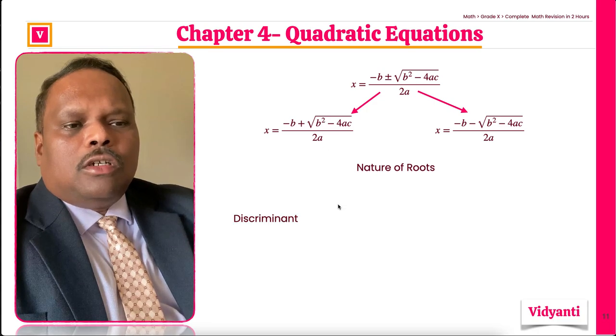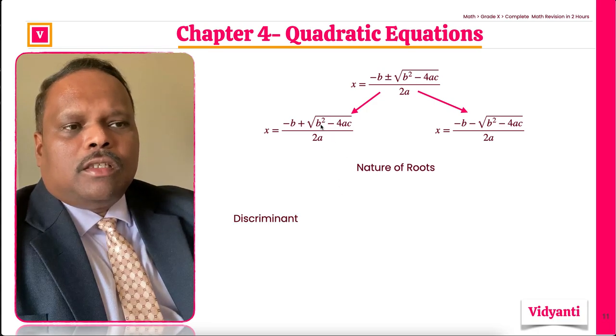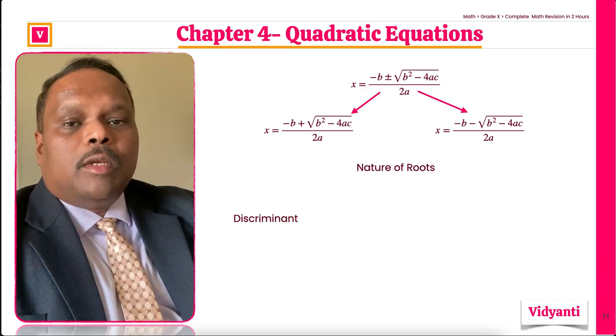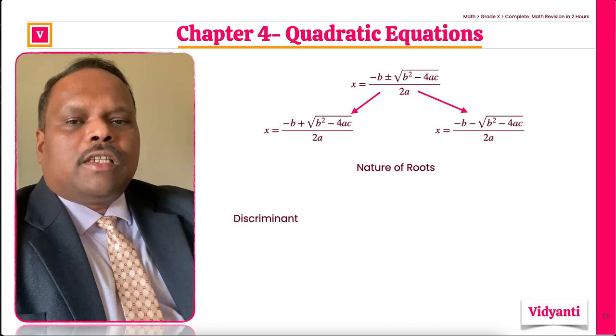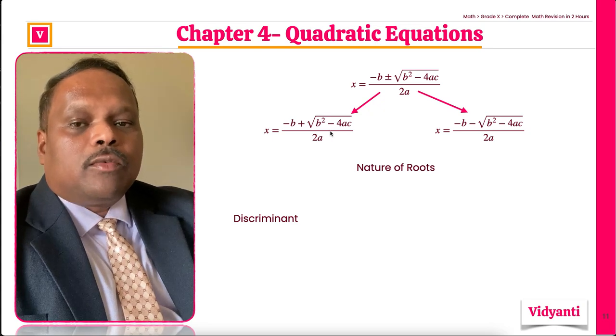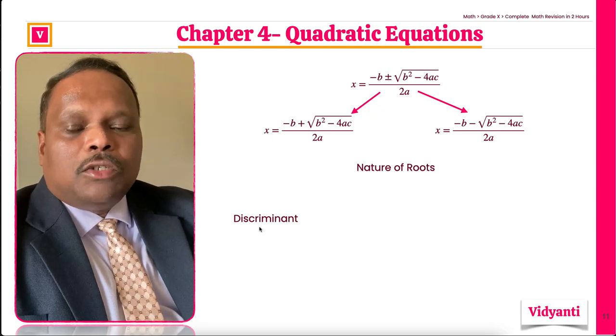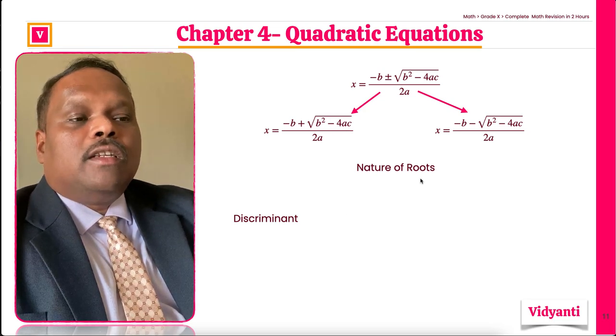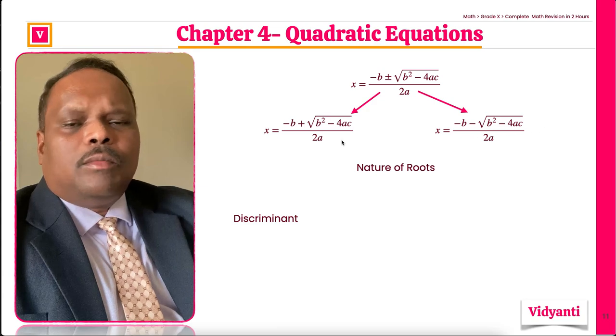So the discriminant, which is this b square minus 4ac. Remember what discrimination means? If you are giving different treatment to different people, that is called discrimination. Just like that, here the discrimination is created by the thing under the square root, which is b square minus 4ac. So if they ask you to calculate the discriminant, calculate b square minus 4ac only. Or if they ask you the nature of roots, you don't have to compute everything, you just calculate b square minus 4ac.